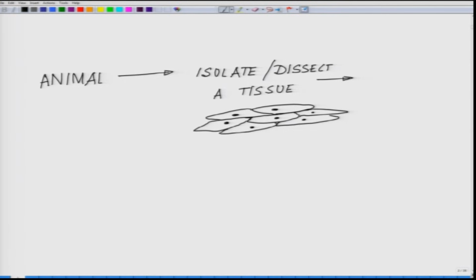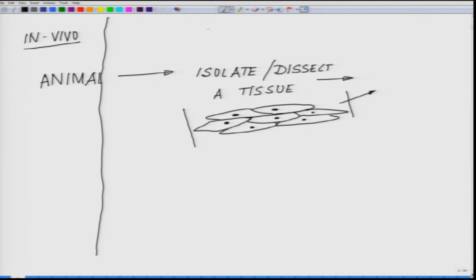Okay. Now, once I isolate this, I have two options. Either I just grow them as it is, which we will call outside the system. Now, up to this was all inside, which is in vivo. So, there is a term which is used for this. If you are directly studying within the animal, it is called in vivo. Now, I have in vitro conditions, which is outside the system.